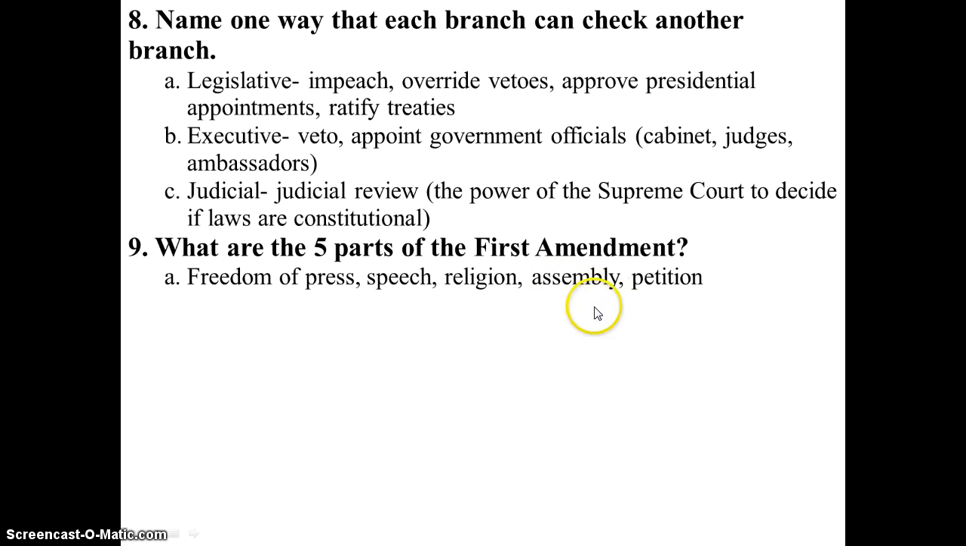Freedom of assembly. Yeah, you can get together in a group and you can talk about things. And freedom of petition. Basically, you can all sign something saying, hey, you know what, government? I don't like how you're doing something. And they won't see your name there and be like, ha ha ha, I can arrest you.